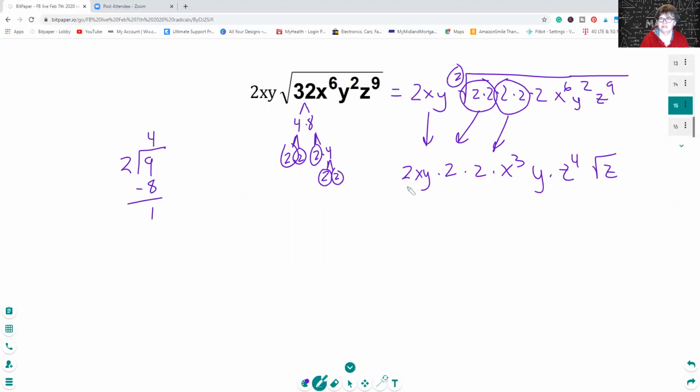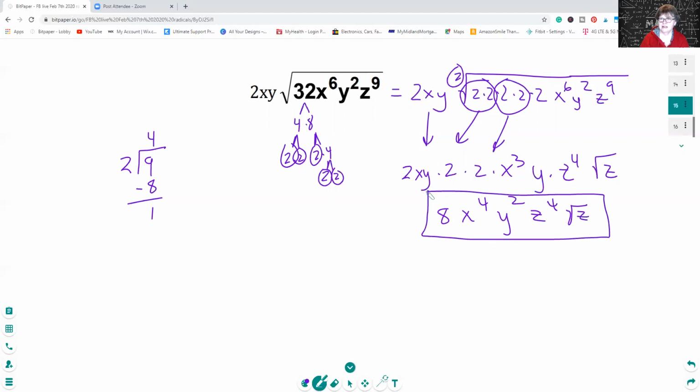And now let me clean this up. So I have a 2 and a 2 and a 2. That would give me 8. I have an x from the outside, and then 3 more gives me 4 of them. I have a y from the outside, and another y would give me y squared, and a z to the 4th, and then another z left underneath, and that would be my hideously long answer.